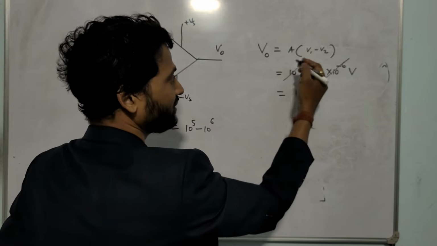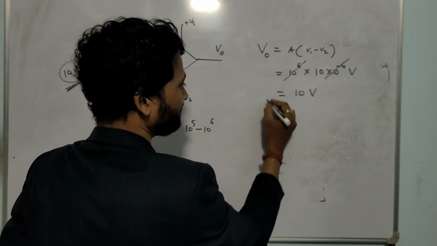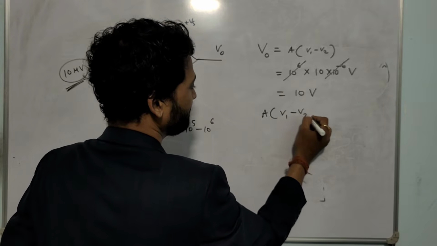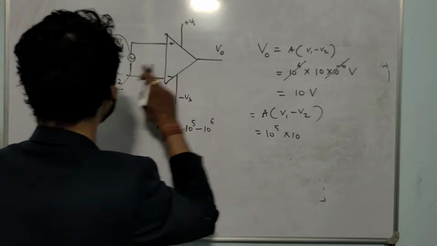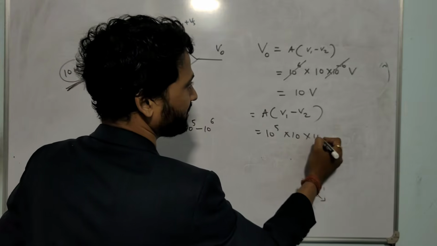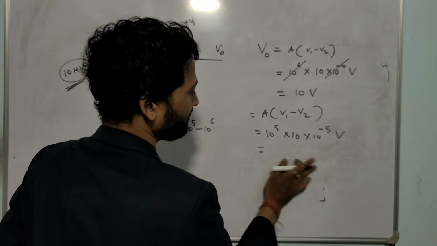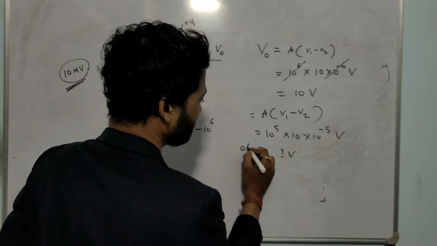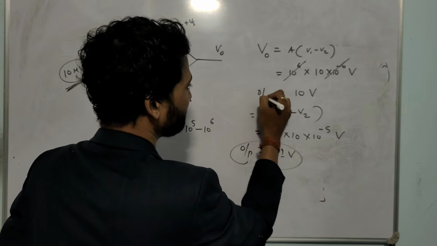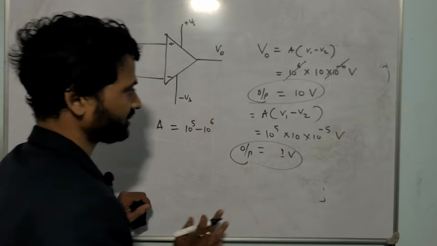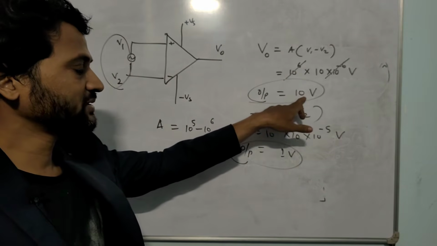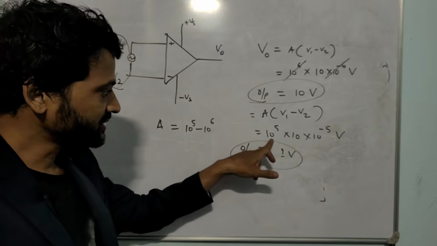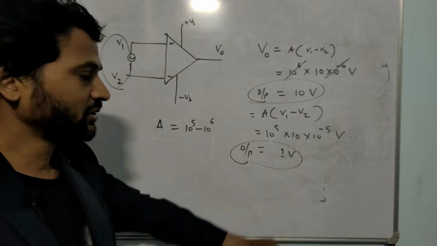So if you take A as 10 to the power 5, so it will be what? 10 to the power 5 into difference कितना है? Difference in voltage is 10 microvolt. So 10 into 10 to the power minus 5 volt. मतलब it is coming 1 volt. मतलब output voltage is coming 10 volt or 1 volt. If you are taking gain as 10 to the power 6, we are getting output voltage is 10. If you take gain as 10 to the power 5, we can get output voltage as 1.